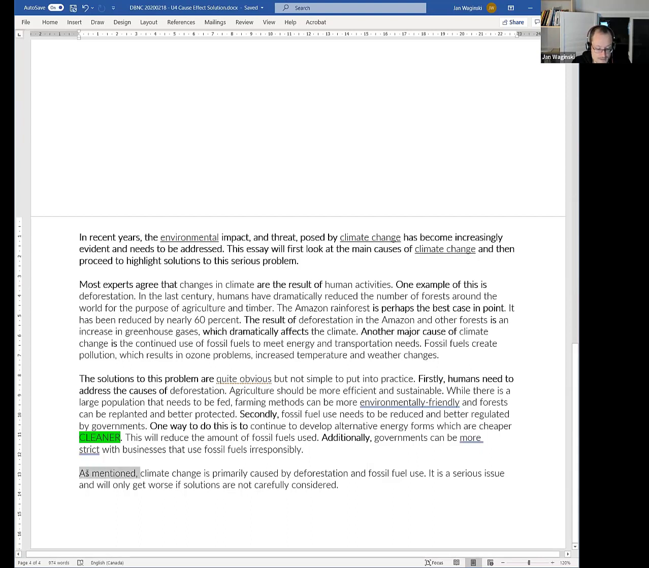Okay, and yes, it is a bit repetitive, but that is how essays are written. Say what you're going to say, say it, say what you said. Climate change is primarily caused by this and the other reason. It's a serious issue and will only get worse if solutions are not carefully considered. And you can kind of memorize that last sentence and use it for any topic like this. It's an observation and a prediction at the end, because if you just end with this, it'll be very abrupt. And one sentence paragraphs are not a good idea in an essay.